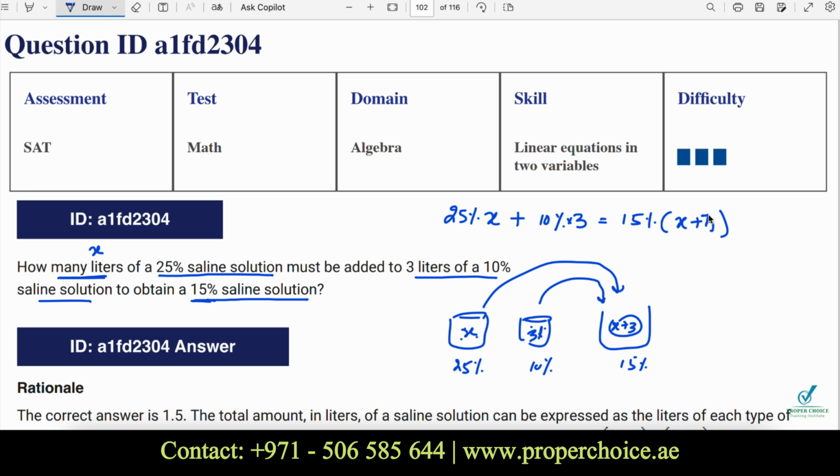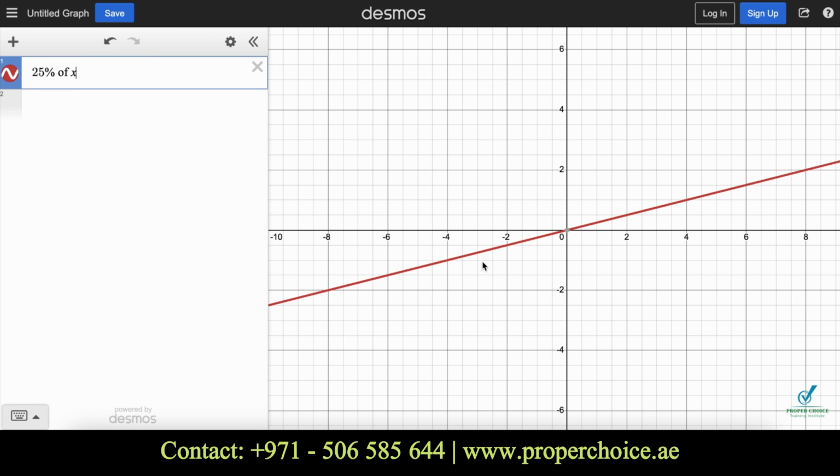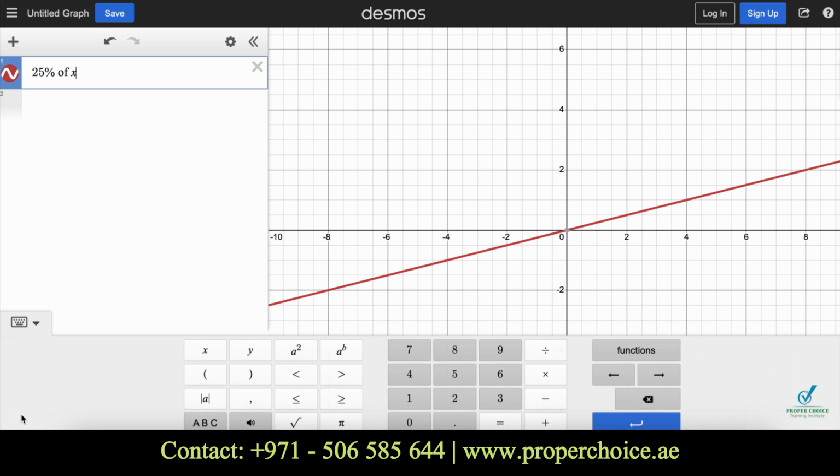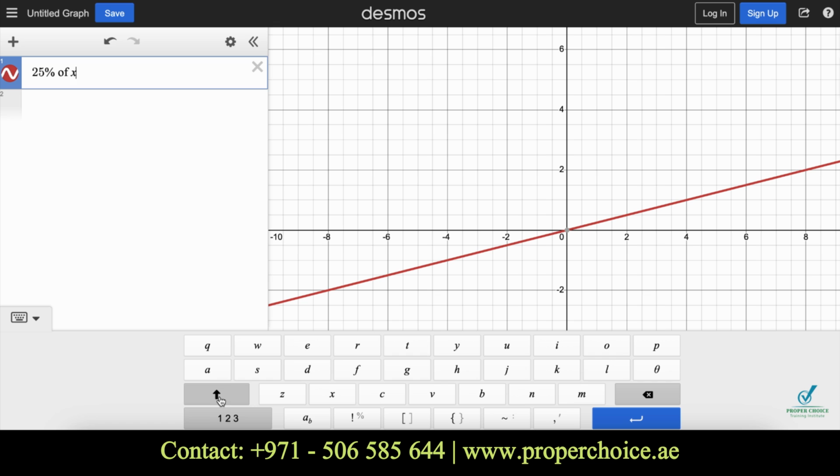So it's simply setting up an equation and putting it in Desmos. Type it in Desmos the way we have written. Say 25% of x. Don't type 25 multiply x; Desmos always says 25% of x. One way is you can type the percentage directly on your computer's keyboard, that is the percentage symbol. Otherwise you can use the virtual keyboard. Click on this part ABC, which is written in capitals, and then press the up arrow to access the percentage. Either way is fine.